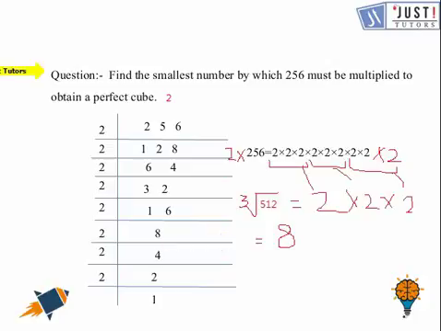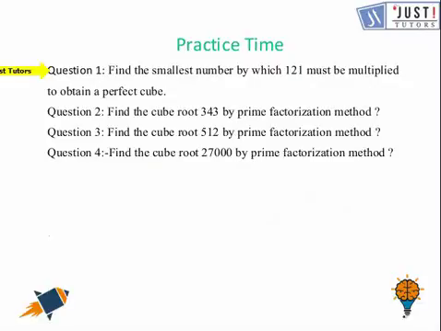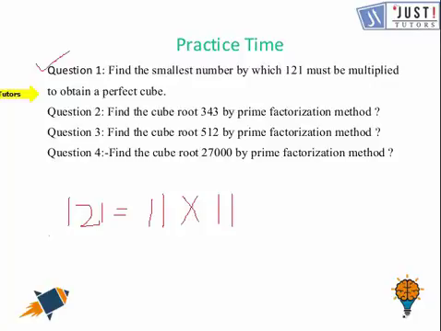So now let's move to a practice time. So let's try here number 1. So here I need to find the smallest number by which 121 must be multiplied to obtain a perfect cube. So 121 after prime factorization I can write as 11 times 11. So to make it a perfect cube, I need to write one more 11 there, and same with this side. So now it will become a perfect cube, and the smallest number here to be multiplied is 11.